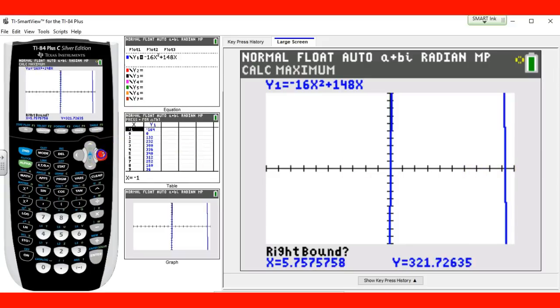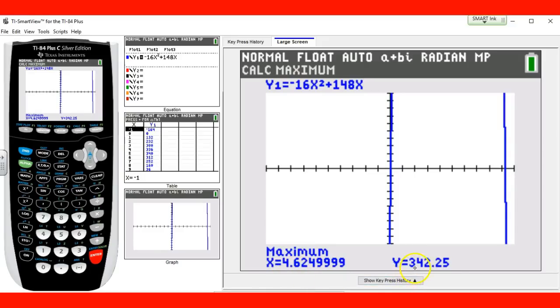I'm gonna keep going until I see that cursor come back down. I just like the sound of it. And it should be coming down in a minute now. Alright, it should be down now. Right bound. So my left bound, my right bound, I hit enter. There's my maximum right there.